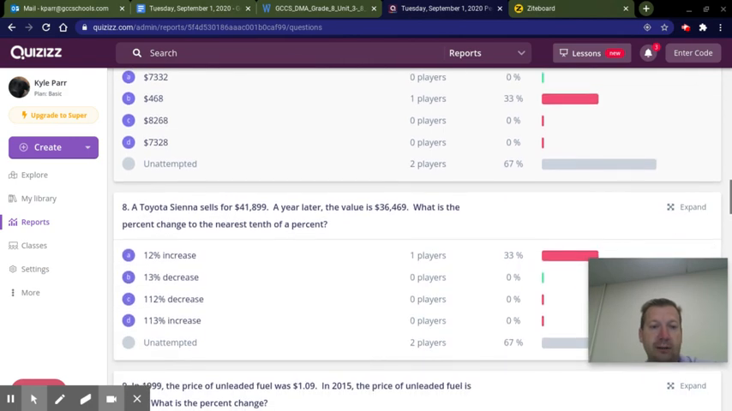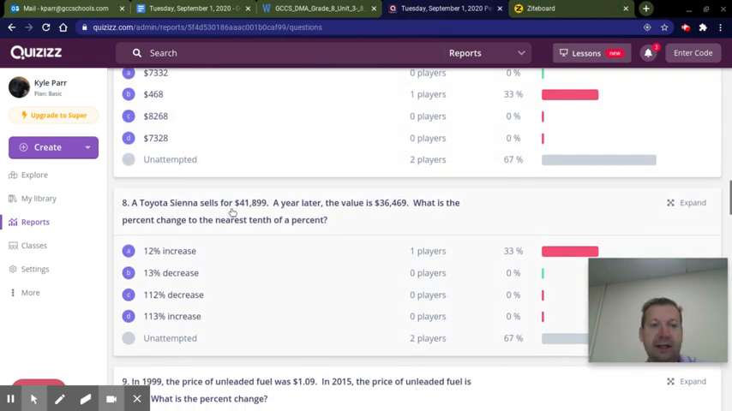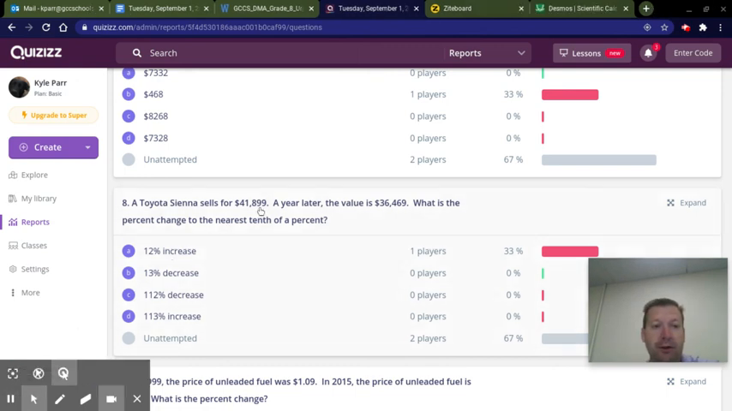One last one here. A Toyota Sienna sells for $41,899. A year later, the value is $36,469. What is the percent change to the nearest 0.1%? This question is different. So let me pull up a calculator and show you how you need to do this. So you have 2 values.